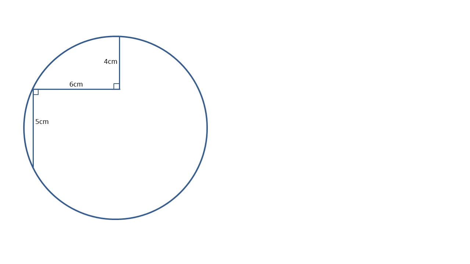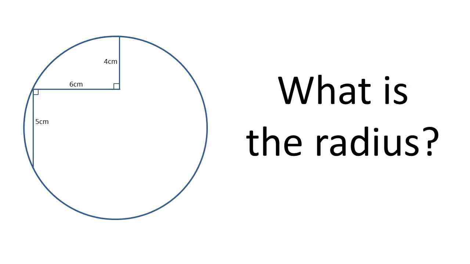We're given a circle which contains three straight lines joined together at right angles, of lengths 5 centimetres, 6 centimetres and 4 centimetres, which are touching the circumference of the circle at three separate points. We're asked to find the radius of this circle.